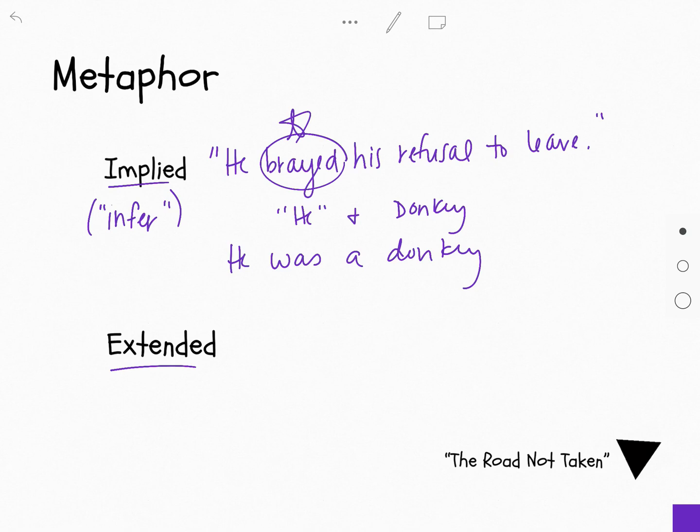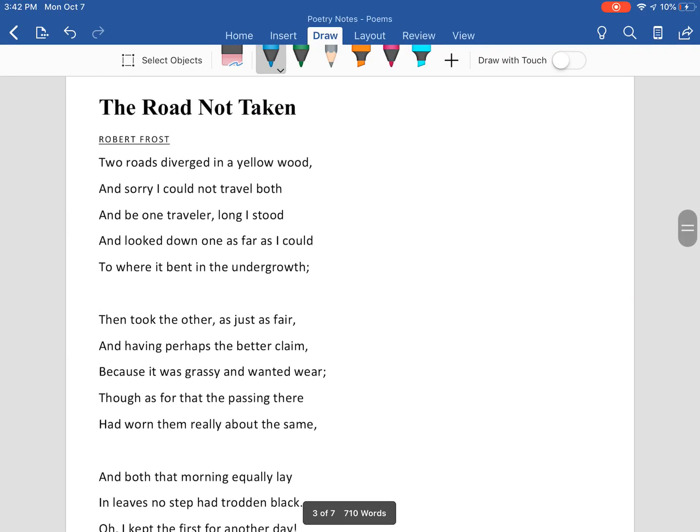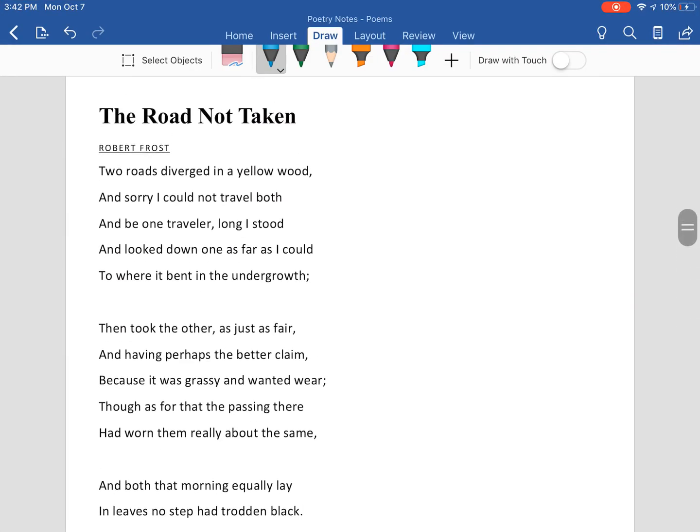The next one I want to talk about is an extended metaphor. An extended metaphor is a little bit easier, frankly, than the implied metaphor, but really all it is is a more detailed or a more extensive metaphor. And I think the best way to figure that one out is to look at an example. So let's switch to our passage here. And this is The Road Not Taken. The road is the metaphor that we're going to be looking at.